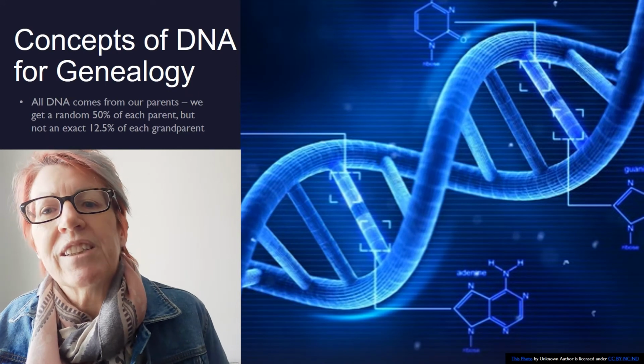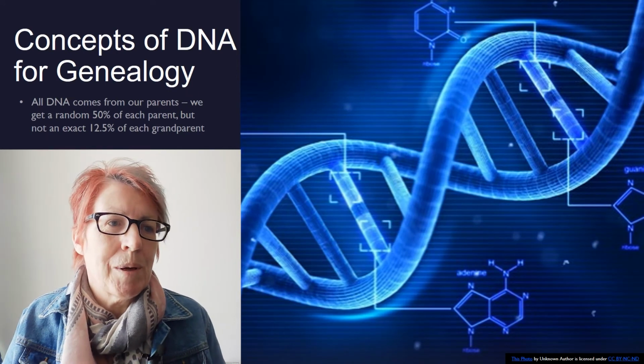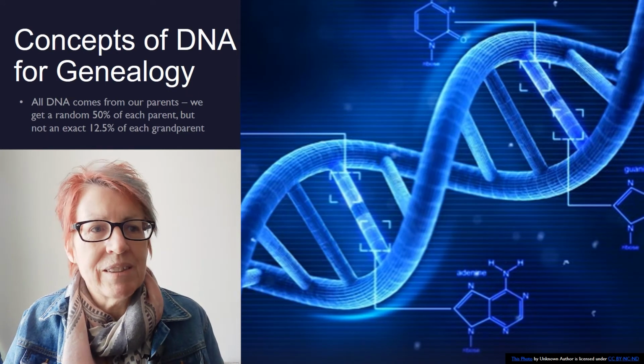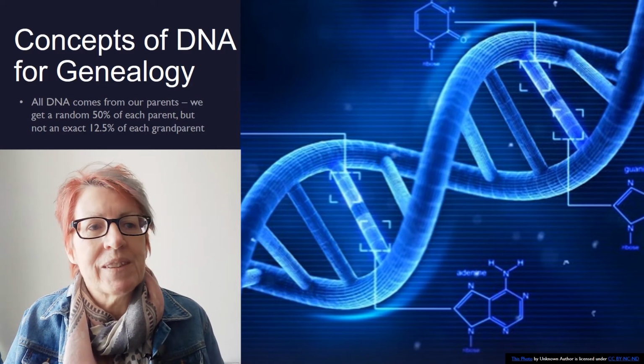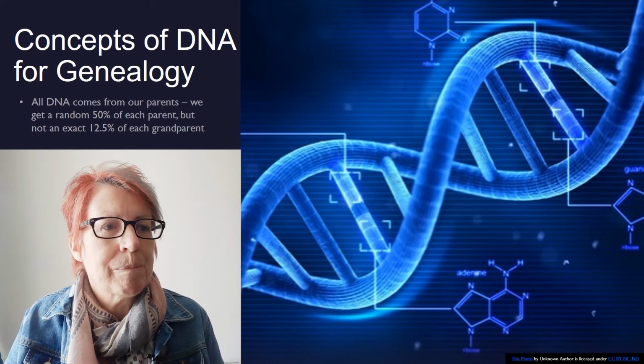So first of all, we know that autosomal DNA comes from our parents. It can only come from our parents, and we get 50% of each of our parents. It's a random 50%, so we don't match exactly 12.5% of each grandparent.